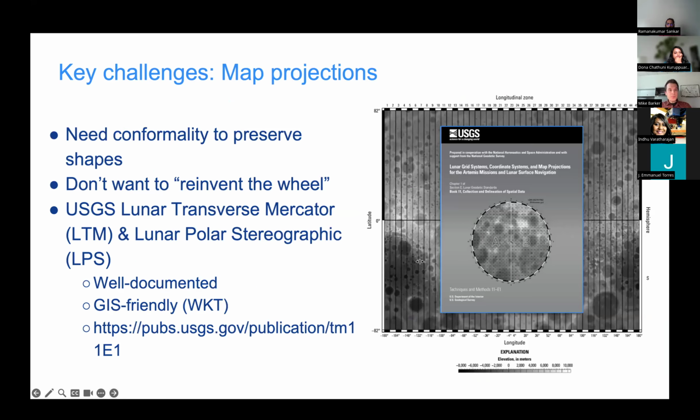Also, map projections. We want to preserve shapes, so we need conformality, but we don't want to reinvent the wheel and come up with some obscure mapping projection scheme ourselves. And so we gave a bit of thought to this, and we ended up deciding upon this USGS Lunar Transverse Mercator and Lunar Polar Stereographic System. This is well documented, and it's GIS friendly. So you can read more about it here at this website, but it's a good way to make sure that all of the map projection preserves all the shapes.